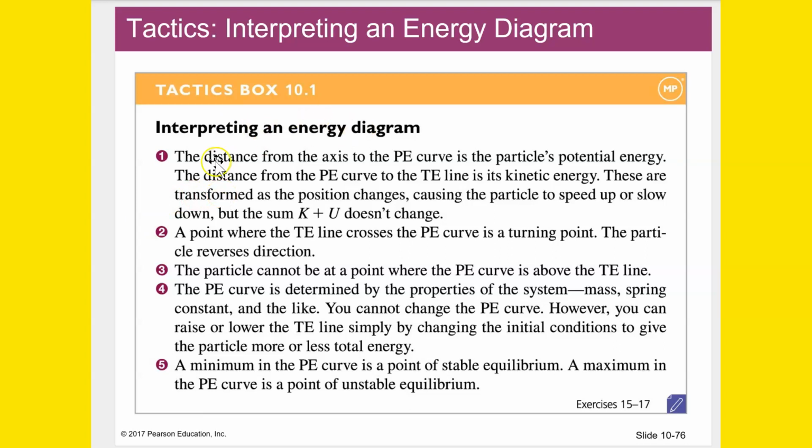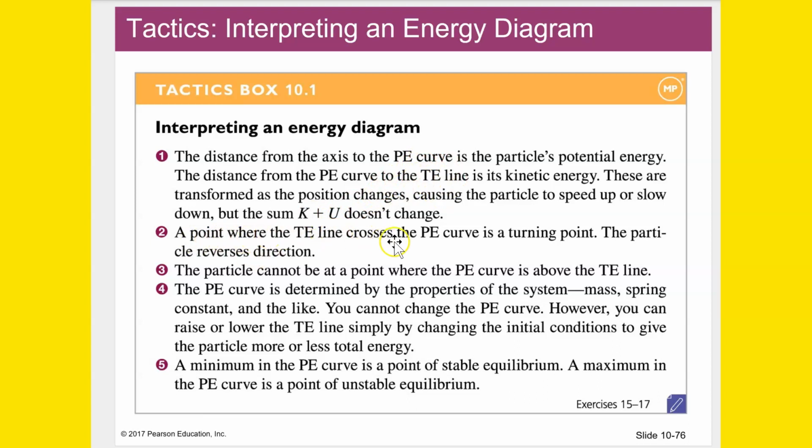All right, interpreting an energy diagram. The distance from the horizontal axis to the potential energy curve is the particle's potential energy. The distance from the potential energy curve to the total energy line at the top is its kinetic energy. These are transformed as the position changes, causing the particle to speed up or slow down, but the sum K plus U does not change. K plus U is always equal to the value at that top total energy line.